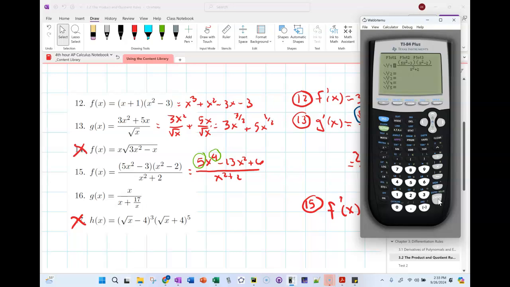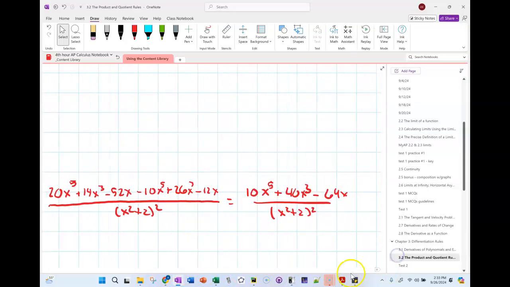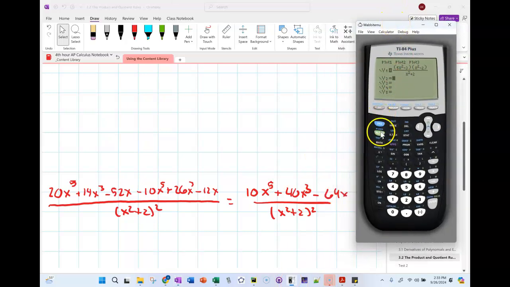Everybody okay there? Just typing it in. Next, I'm going to type in our answer that we just got. So alpha y equals. And you guys that have the color options, that's a nice option to have when you have the color calculators. Most of you guys, it looked like, had them.